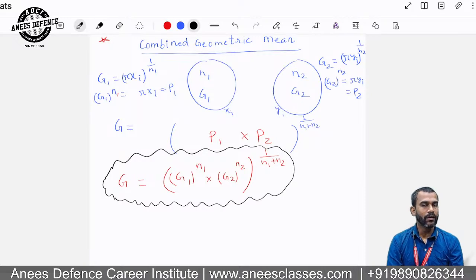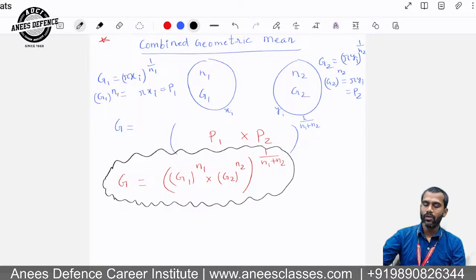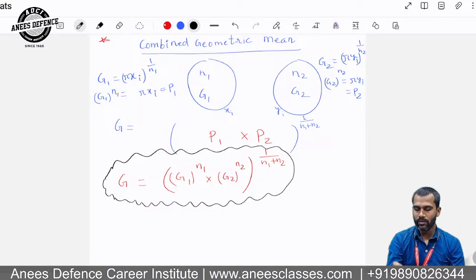So G1 raised to N1 into G2 raised to N2, which are nothing but P1 and P2. Yes or no? And whole power 1 by N1 plus N2, which is nth root. N is nothing but total number of observations. So the definition, we have to stick to the definition. Yes or no? What is the definition? Nth root of product of all the observations. Yes or no? Now, if I take log on both sides, one more result we can have. See, so what is log G?